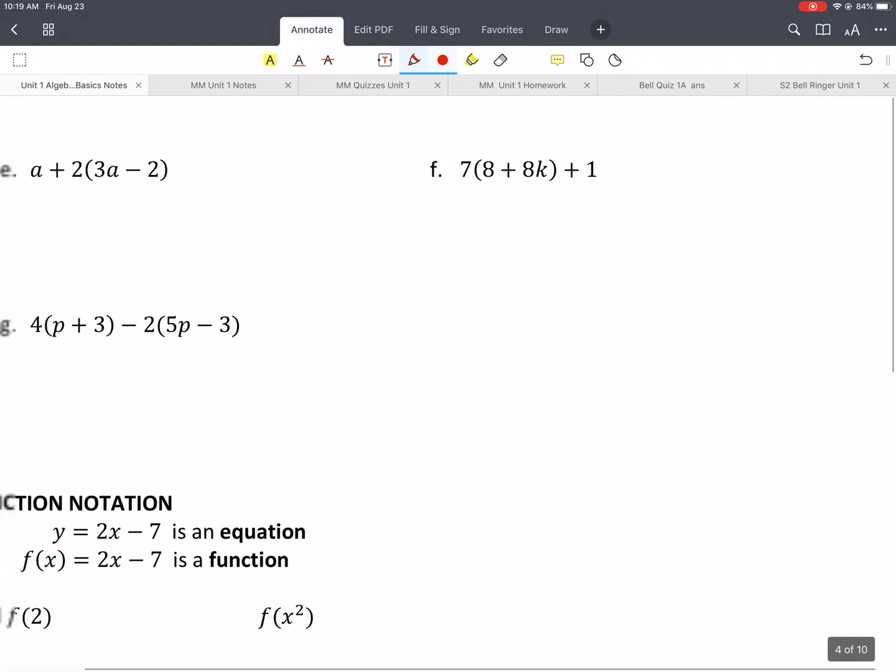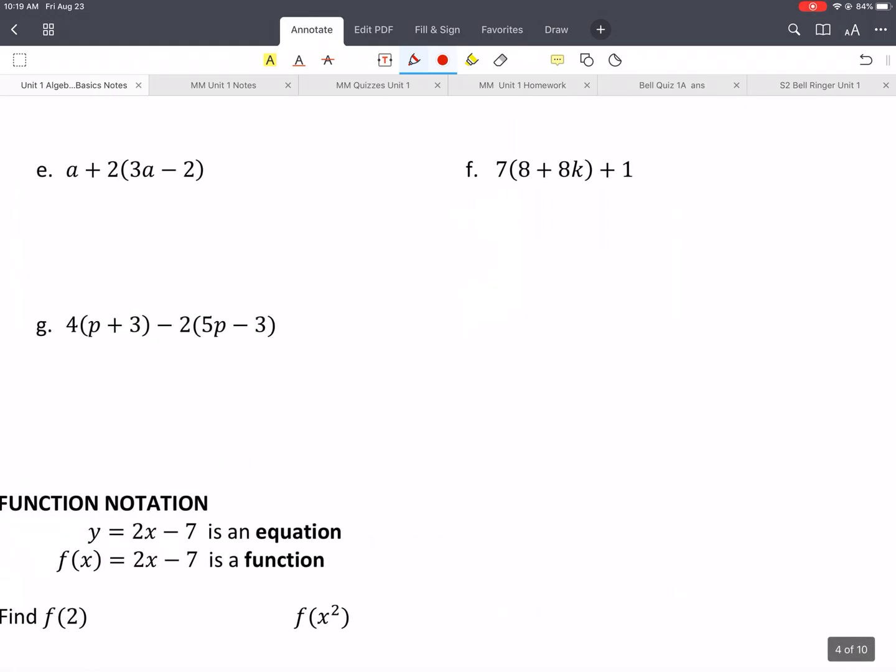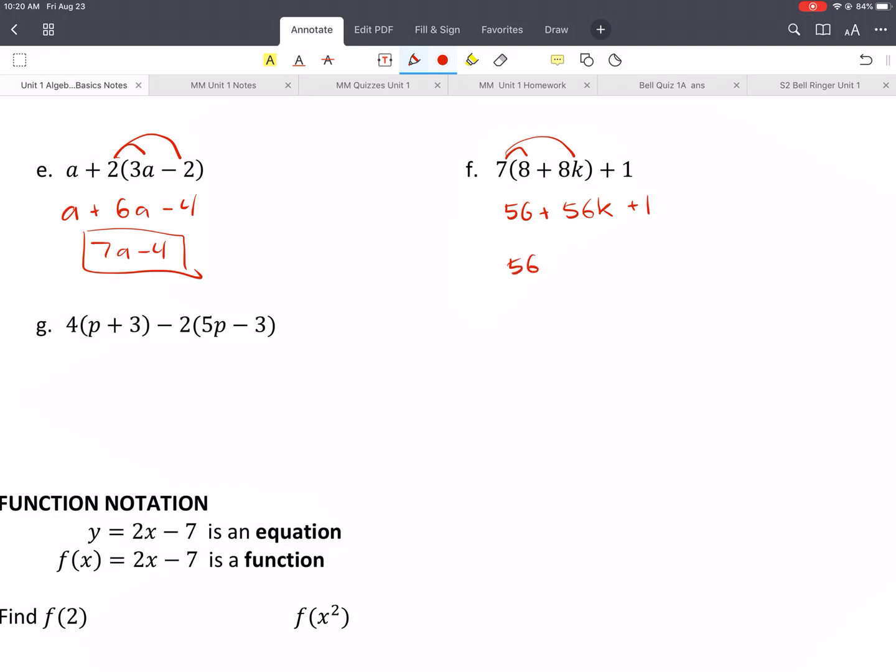Okay. E. Distribute, same deal, and then combine like terms. F, distribute, all right, and then combine like terms. And again, make sure you have the highest exponents first and then the smallest.